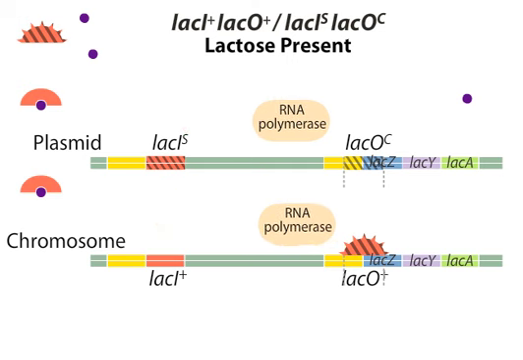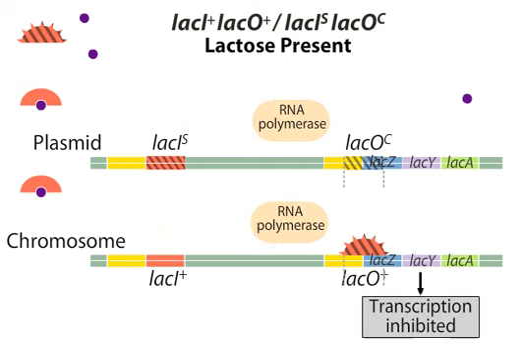Because the superrepressor cannot bind to the mutant operator, RNA polymerase is free to transcribe the upper operon. The resulting mRNAs are then translated into the enzymes necessary for metabolizing lactose.